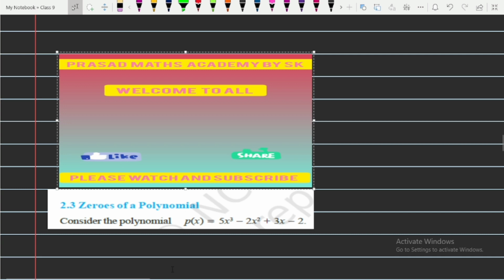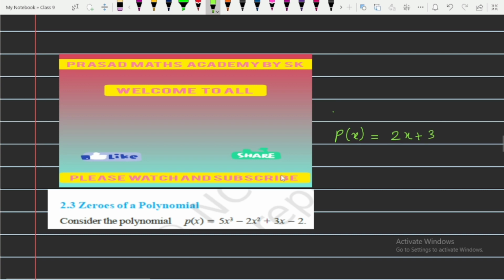So what are the zeros of a polynomial? For example, a polynomial is denoted by p of x. Let's write p of x equal to 2x plus 3. It is a polynomial, right?